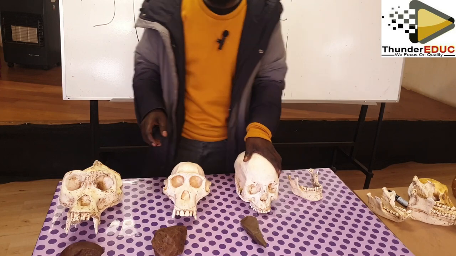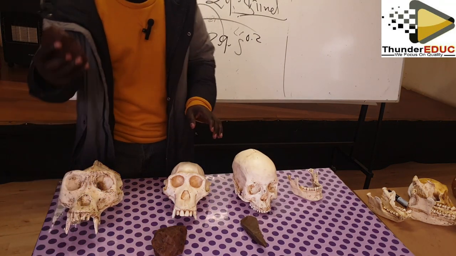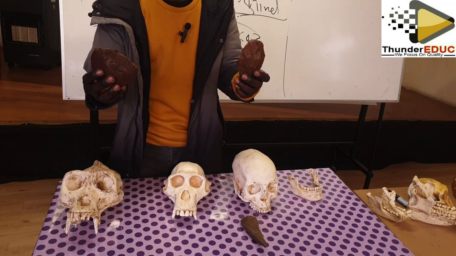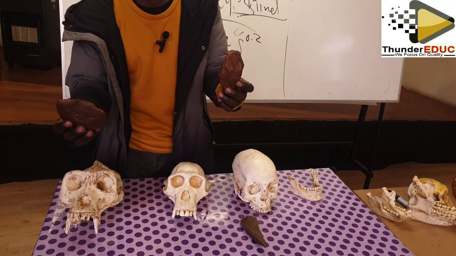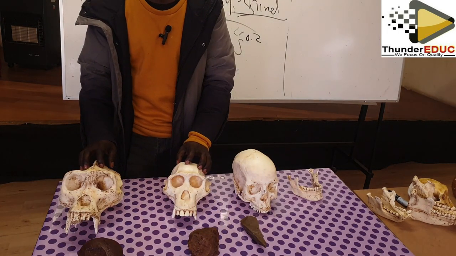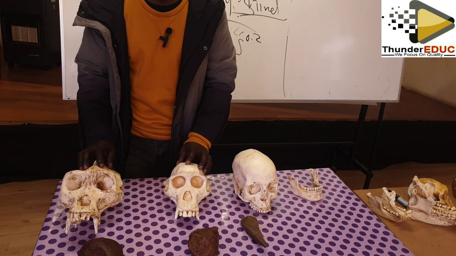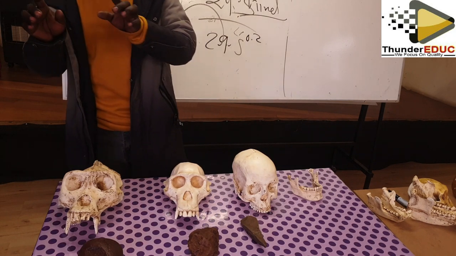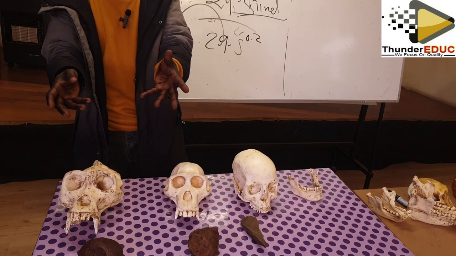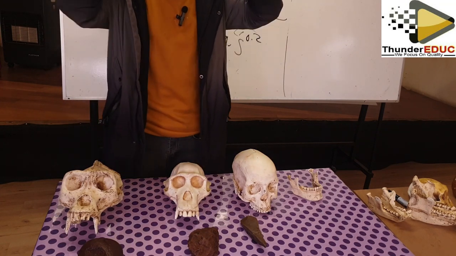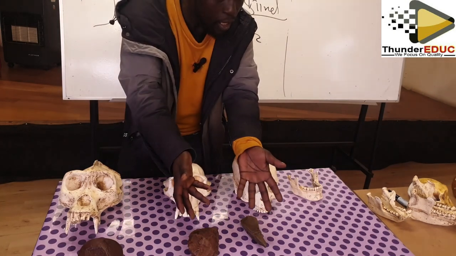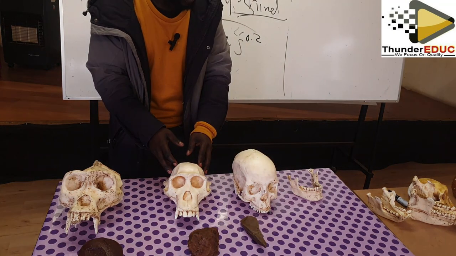Look. This and this, which one requires more thinking to develop? This and this, which one has more cranium? The second one. Don't you see that? The more you are advanced, the bigger the cranium, the higher the brain cells, and the higher the intelligence. Is it clear? Yes, sir.